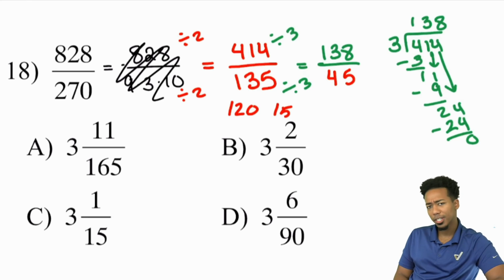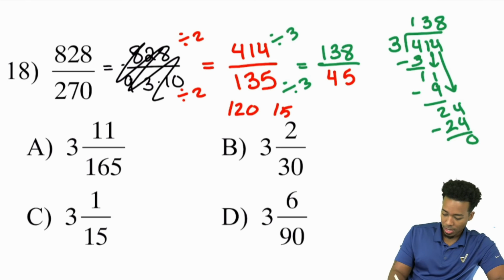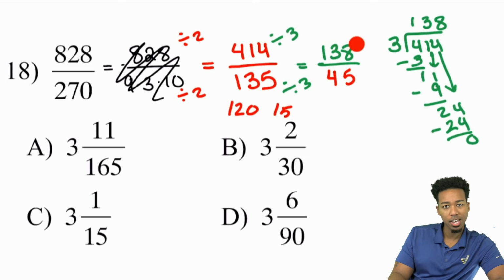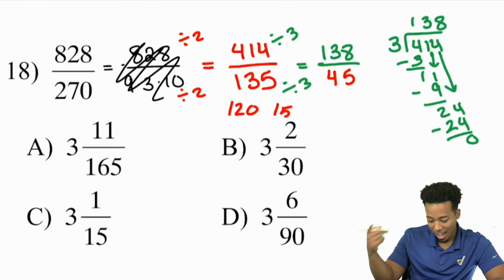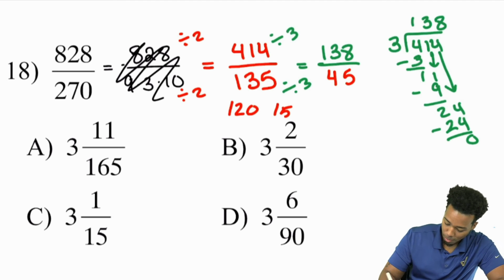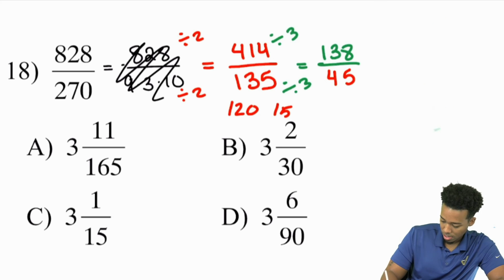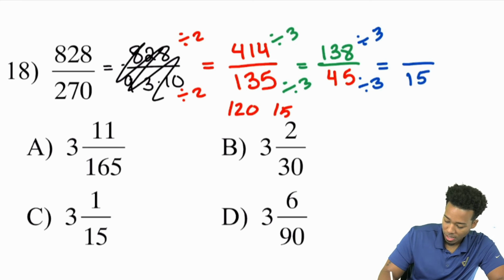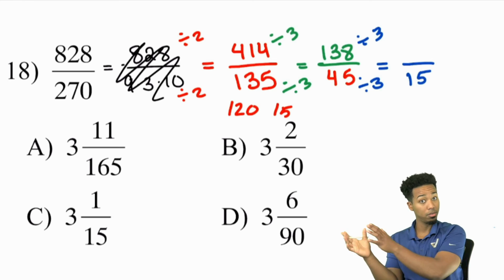Is there anything else we can do here? Well, guess what? Yes, yeah, there is. Because here, 1 plus 3 is 4. 4 plus 8 is going to be what? 12. 12 is divisible by 3. 4 plus 5 is 9. This is also divisible by 3. So let me divide out another 3. So let me go ahead and remove this. Let me divide out another 3. So I know that 45 divided by 3 is 15, because 15, 30, 45.